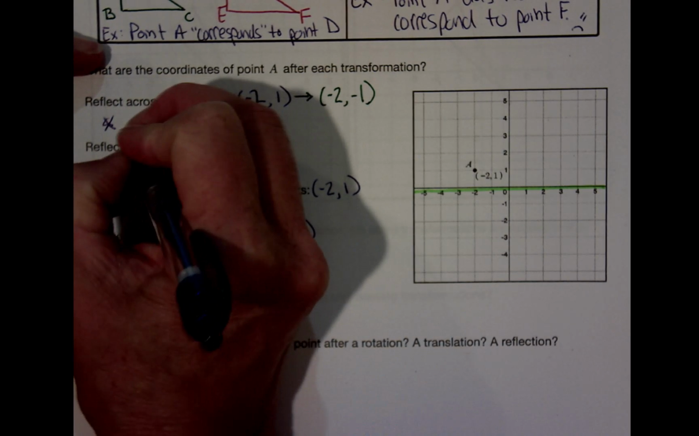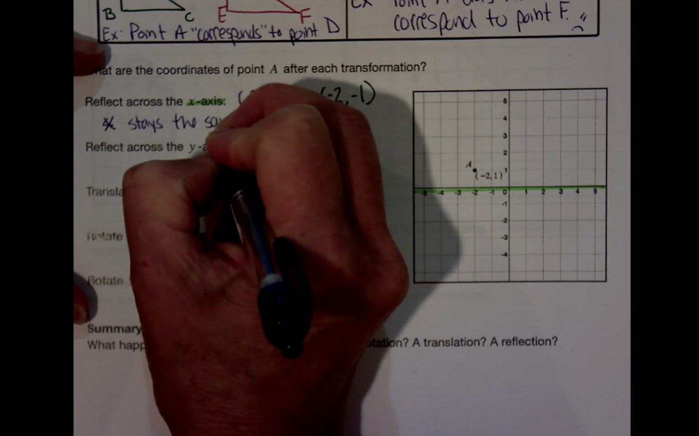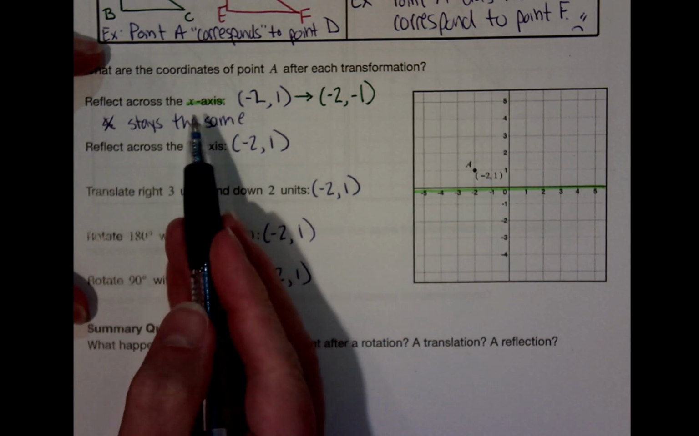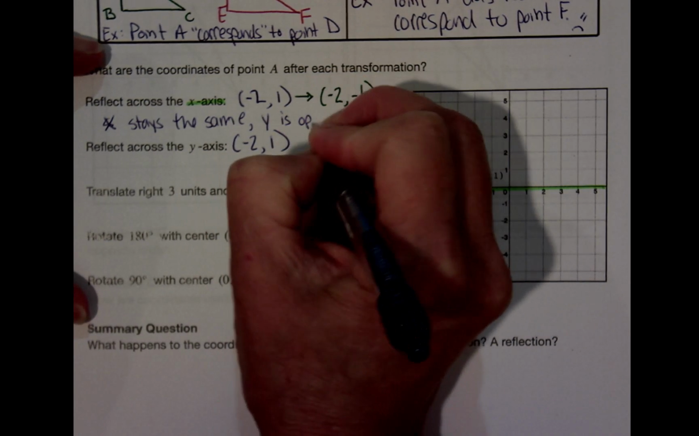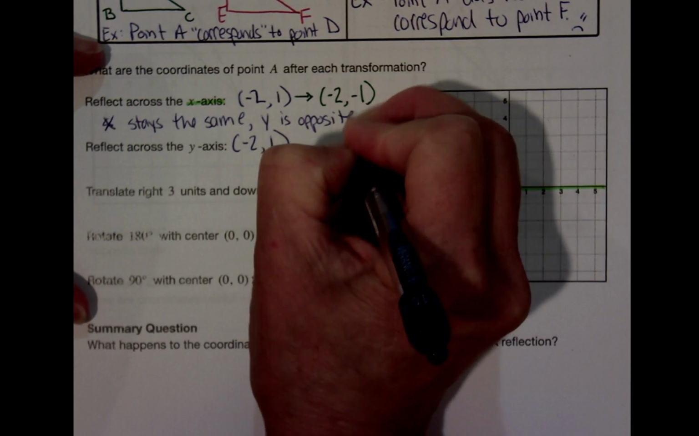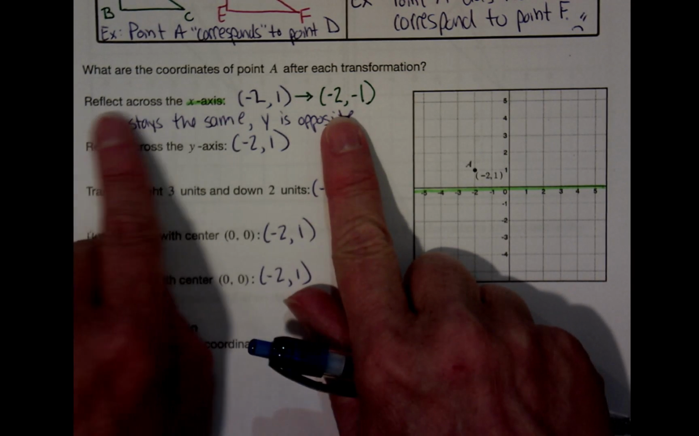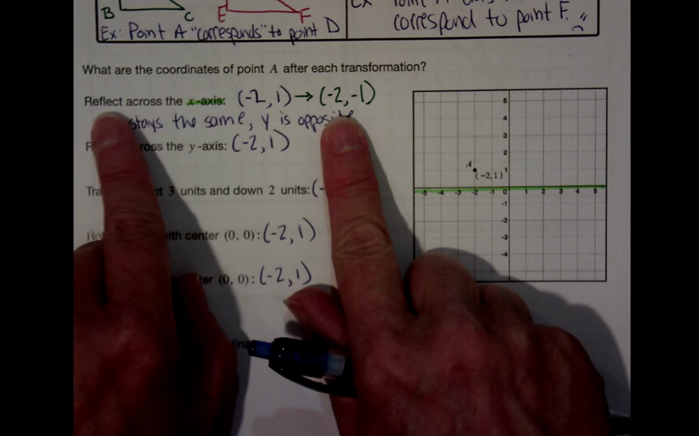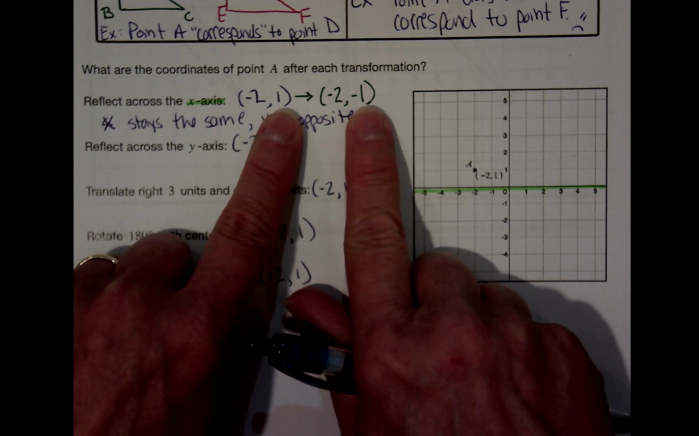X stays the same when you reflect across the x-axis. So that's what I'm talking about. We're just going to look at what happens to these numbers when we do these reflections. Reflect across the x-axis, the x value stays the same, the y value changes to its opposite.